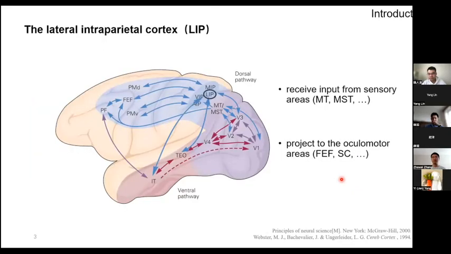LIP, I think, is the first brain area that was found to encode the accumulated evidence in decision-making tasks. It receives sensory signals from MT and MST, and projects to oculomotor control areas like the frontal eye field, FEF, and the superior colliculus, the SC. Based on this anatomical structure, it's quite reasonable to guess that LIP is very important for the sensory to action transformation. And in fact, it's indeed correct.